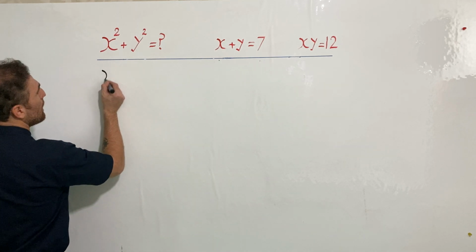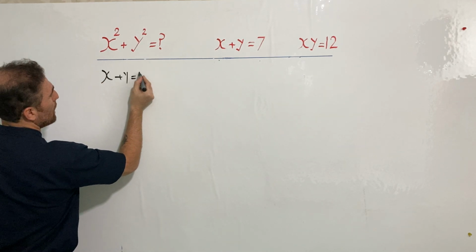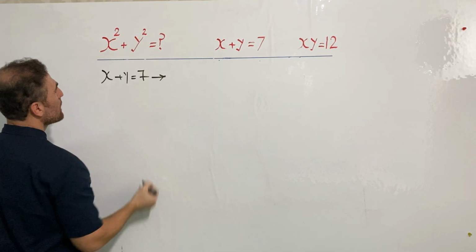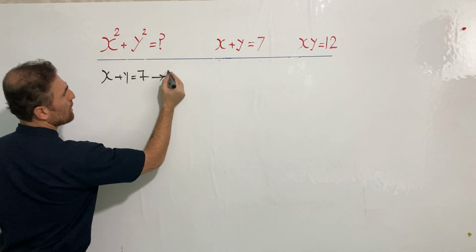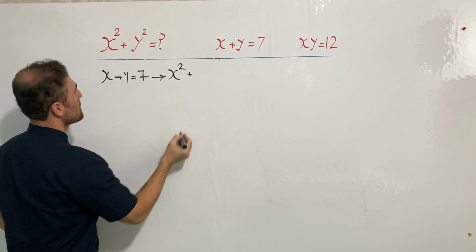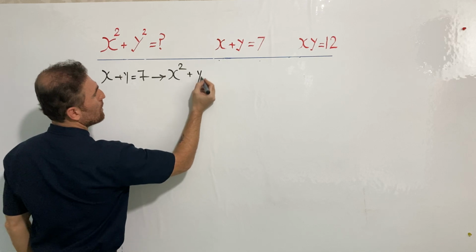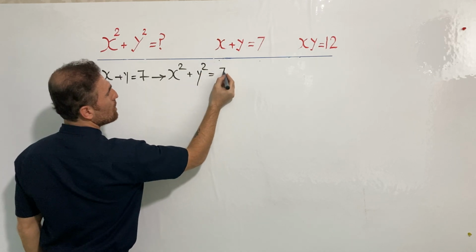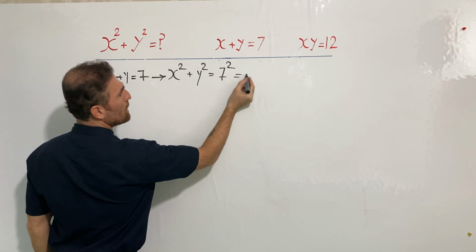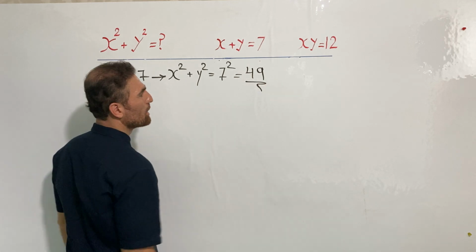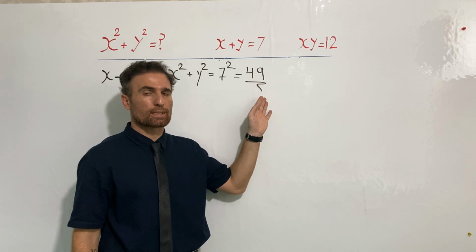They say x plus y equals 7. So they get the result x squared plus y squared equals 7 squared. 7 squared is 49. And they are happy that they could answer this question in seconds.